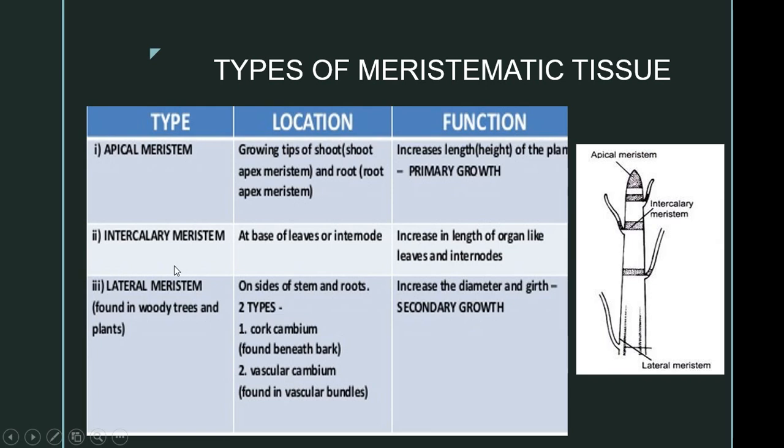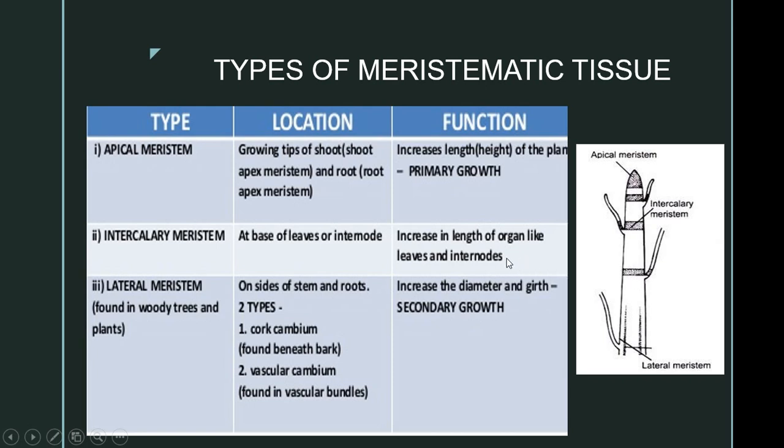The second type of meristem is called the intercalary meristem. Intercalary meristem is seen at the base of leaves or internode. When we look into a stem, the region where the leaf arises is called a node. The region between two consecutive nodes is called an internode. So the intercalary meristem is seen at the base of the leaves or the internode.